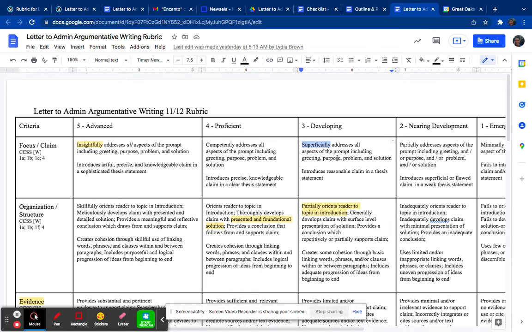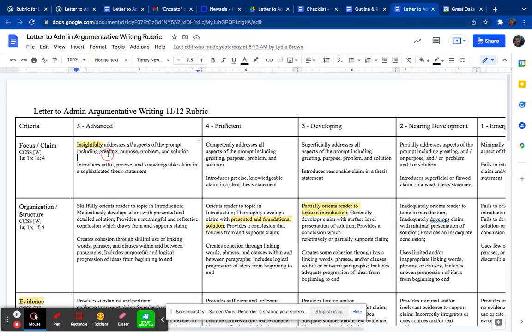Doing what? Addressing all aspects of the prompt. The prompt is, as you remember, what is an issue at Great Oaks that you want to propose and present a solution for? If you are superficially addressing all aspects of the prompt, remember, superficially is that surface level, not getting too deep, not being very specific, and not being very thoughtful in your presentation and descriptions of what is going on here. You can bump up if you competently do so, but then that full 5 out of 5 is that insightfully you are really reflecting and being thoughtful in all aspects of the prompt.